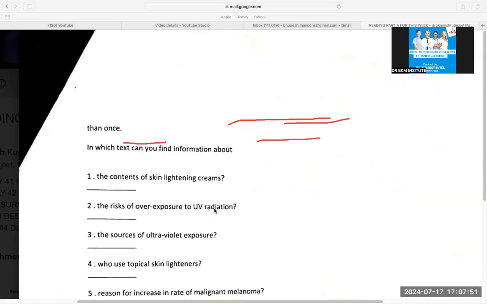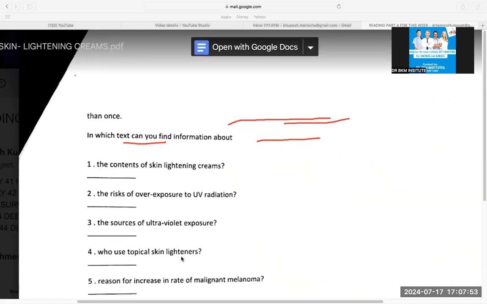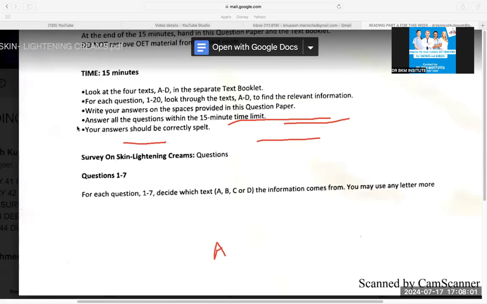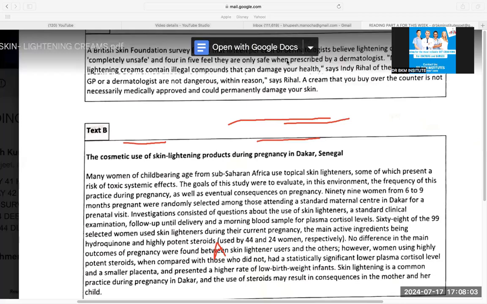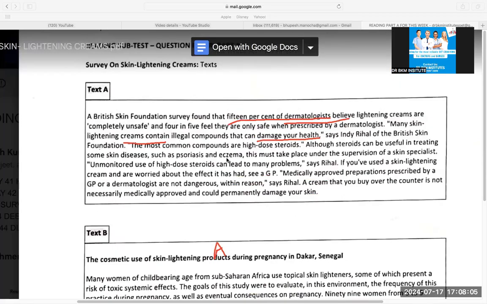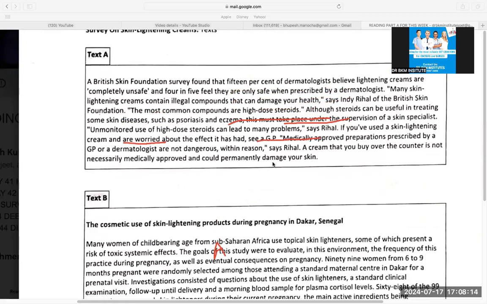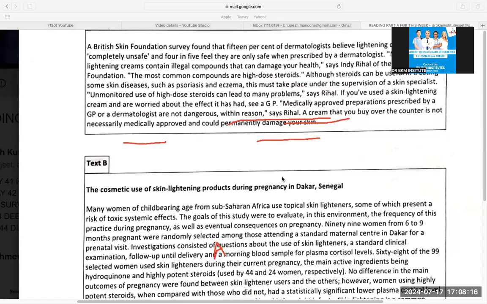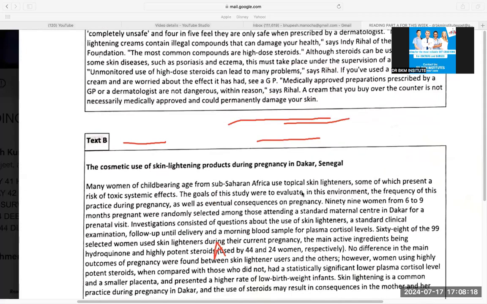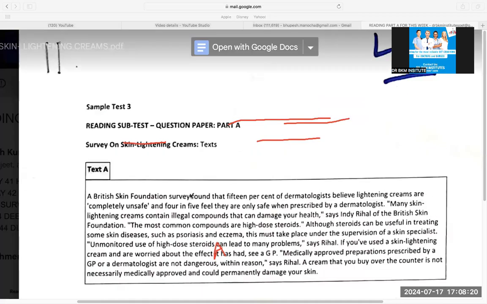The answer to who uses skin lighteners, topical, is 100% A. It has not taken even 1 minute, and one question is done. That is the benefit. Then in the paragraph they talk about eczema. If you have used skin lightening cream and are worried about the effect, I read just the common words: dermatologist, could permanently damage. Then I go to the second paragraph; oh, this is paragraph B, sorry.